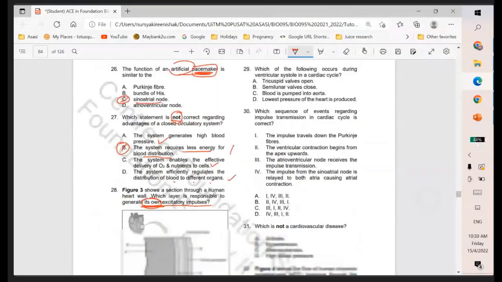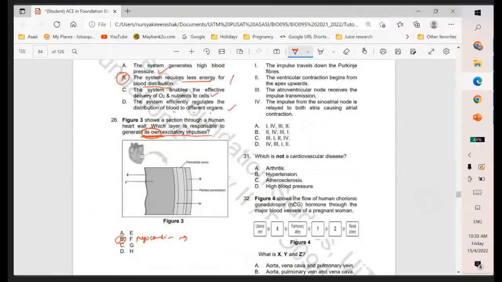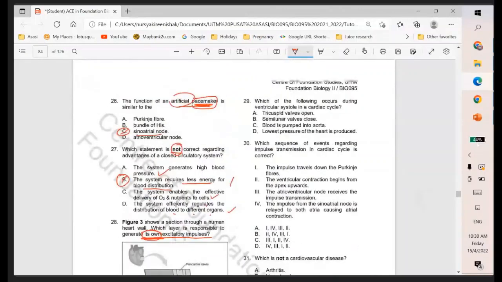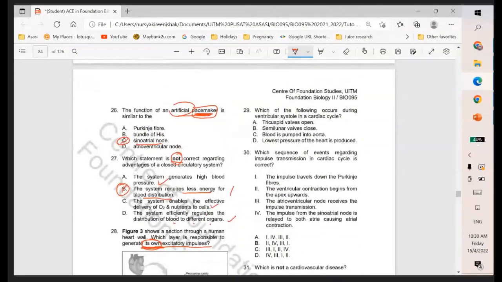So the next question, Dania, 29. Which of the following occurs during ventricular systole in a cardiac cycle? My answer is C. Blood is pumped into the aorta. Because A, B, and D occur during ventricular diastole. Ventricular systole, blood is pumped out into the aorta.